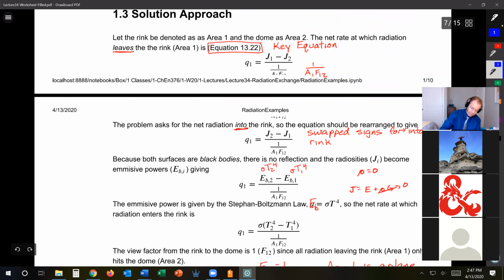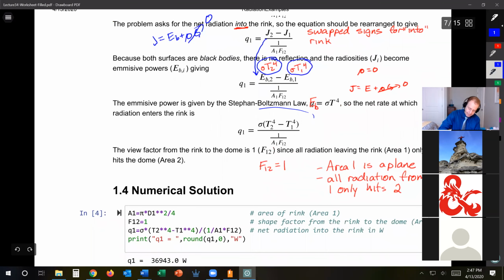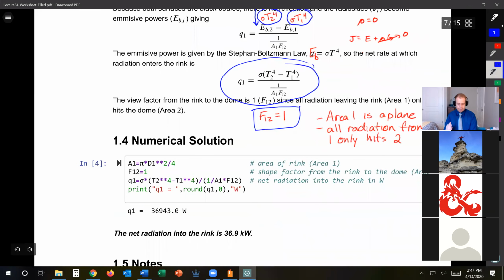And so again, here are my key equations. This is what I want. But because it's a black body, and remember J is equal to E black body plus what's reflected, the reflection part is going to 0 because it's a black body. And so I replace this with just the emission from the black body. And so these become pretty easy. Black body is much easier. I don't have to solve 3 equations, 3 unknowns. I just got to get the view factors, sub in the Stefan-Boltzmann law, and this is now my equation. I already showed you how to get F12, and it comes out to be 36.943.